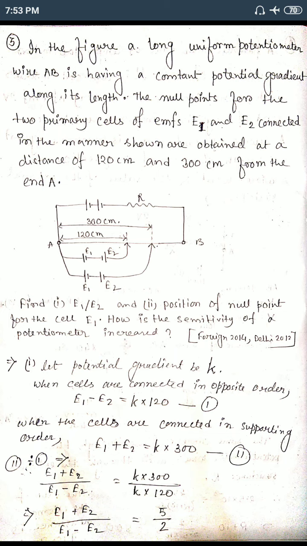Similarly, for the second case, the potential will increase because they are connected in the proper way. E1 plus E2 equals K into 300. Now if we divide equation 2 by equation 1, we get E1 plus E2 by E1 minus E2 equals K into 300 by K into 120, that is equal to 5 by 2. But we need to find E1 by E2.